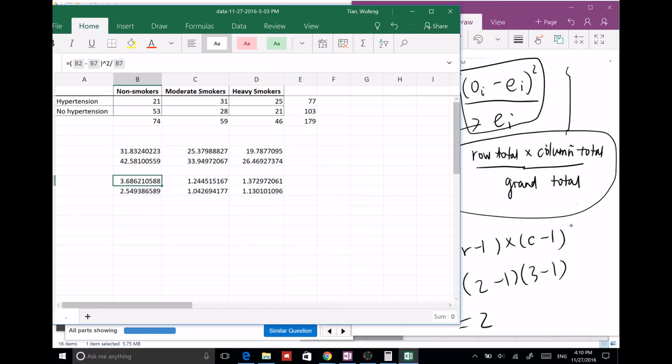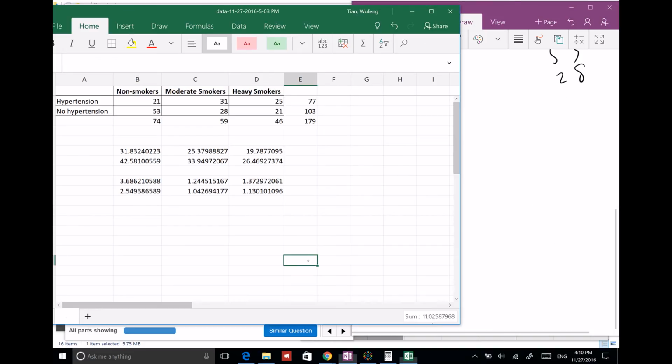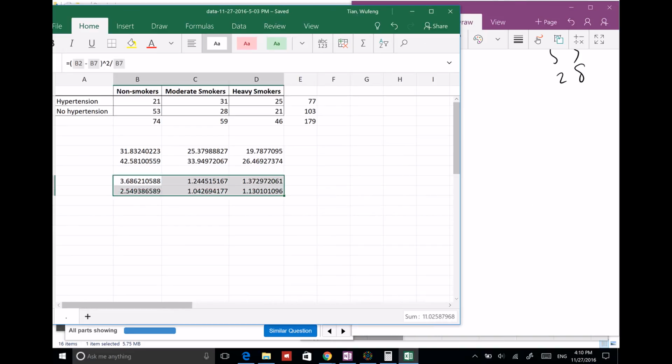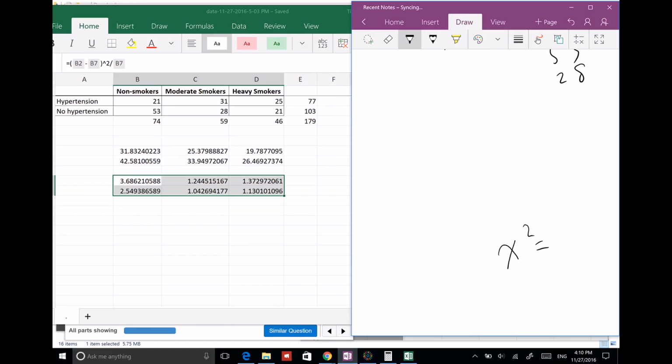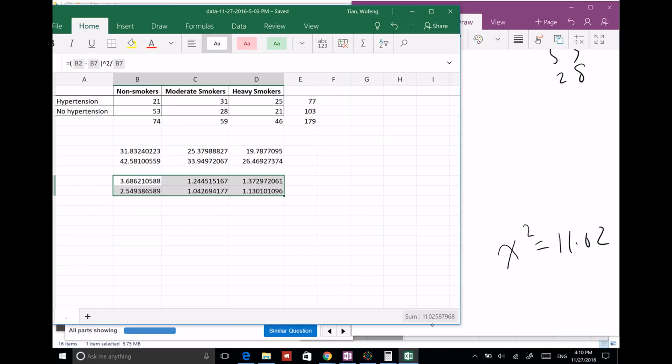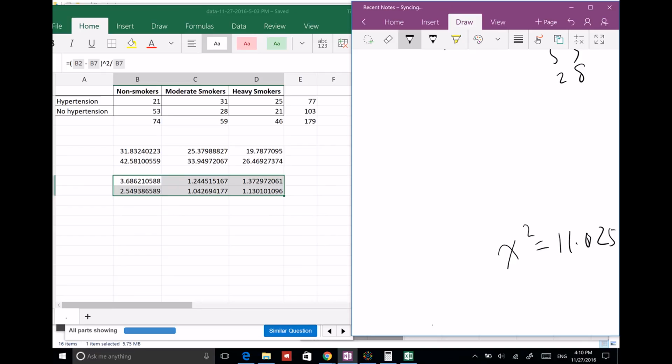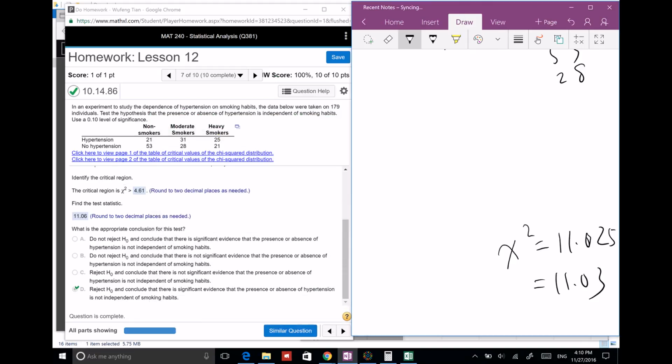So what you need to do is just choose this 6. What's the sum? The sum is right here, the sum in the corner here. The sum is 11. If you choose the 6 here, it gives you chi-square equals the sum equals 11.025. So it's 11.03. Let me see. Wait, 11.06.